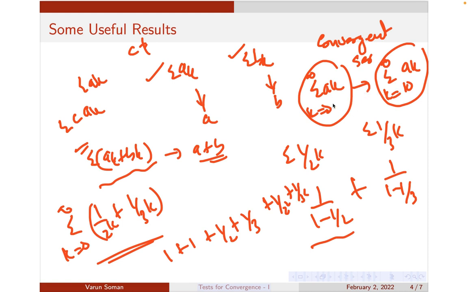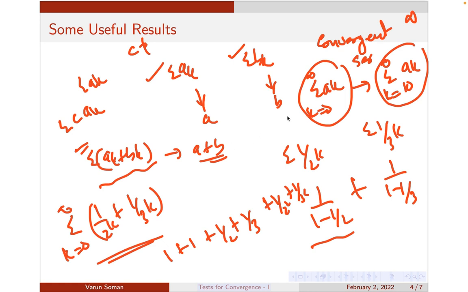Why? Because if it is divergent, it will be summing up to infinity, and I have just removed some 10 terms over here, or 9 terms over here. If I subtract it from infinity, still you will be getting infinity only. So deletion or addition of a few terms will not affect the convergence or divergence. This result will be particularly helpful when you deal with the comparison test, where you will have to write down the form of the kth term.